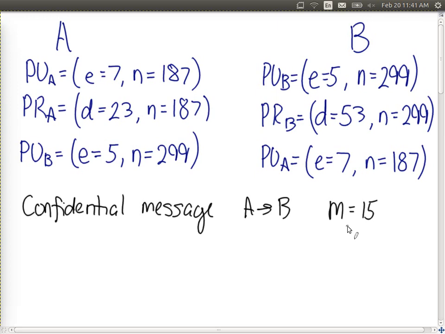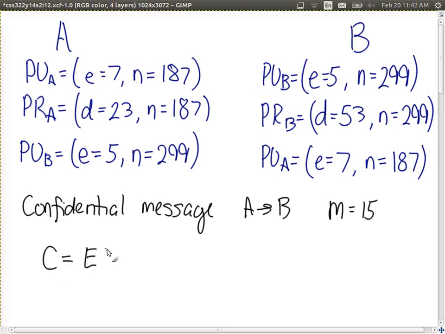A knows 3 keys: PUA, PRA, PUB. Which one will I use to encrypt this message for confidentiality and send it to B? I use the destination's public key. So I'll use PUB in this case. To get the ciphertext, we'll encrypt using PUB, M. To send a message confidentially to someone else, use their public key.